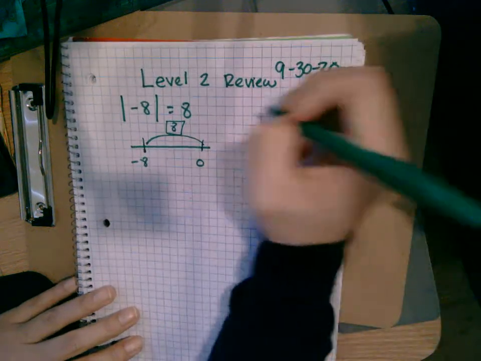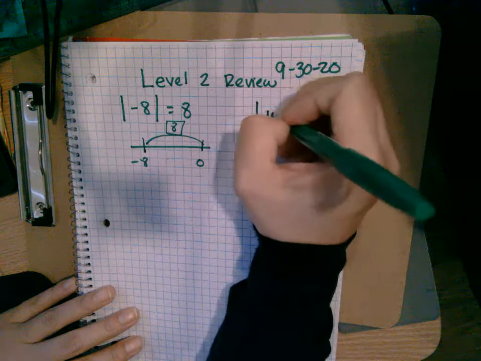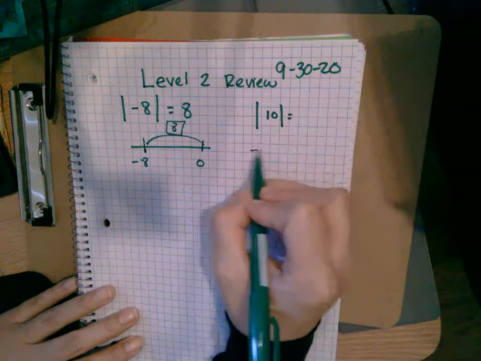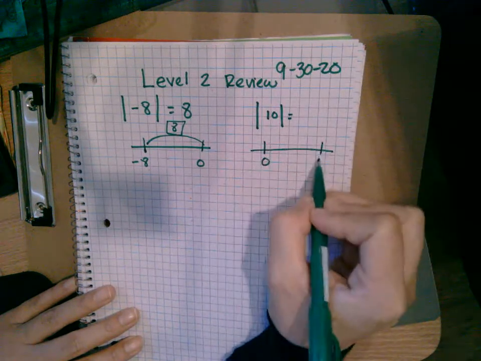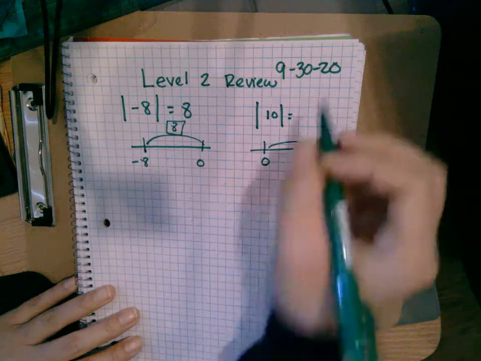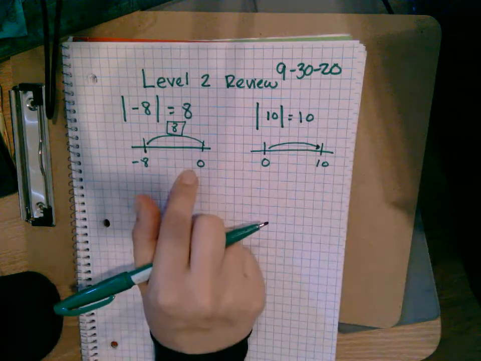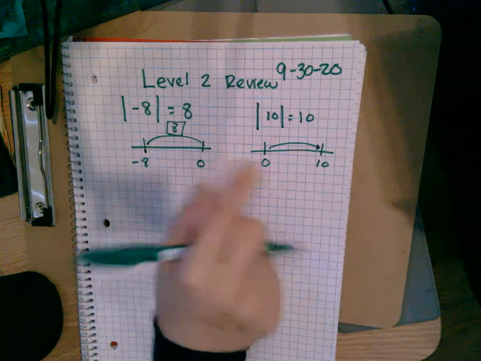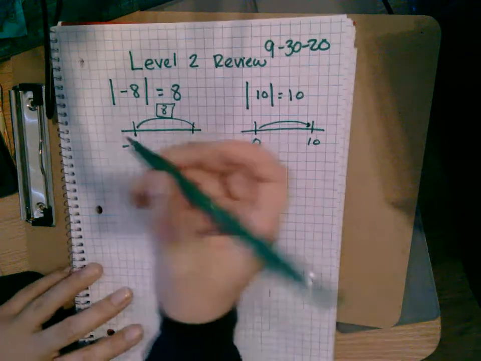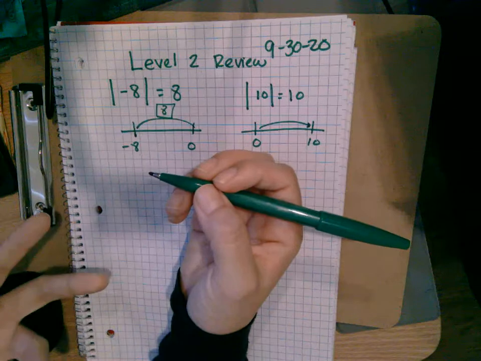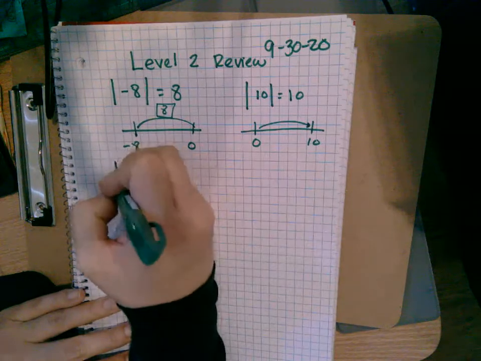Okay. And then what's the absolute value of 10? What's the distance from 0 to 10? That would be 10 hops, right? So absolute value is just the distance from your number to 0. All right, and then we did level 2, which was, now we're going to do math problems.